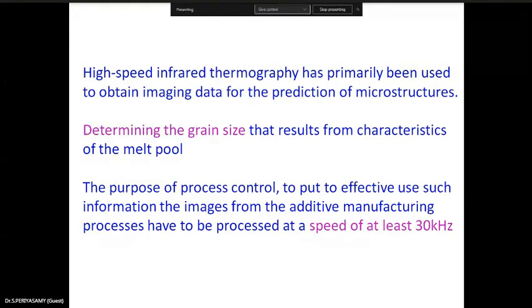So here you have different types of defects occurring in the powder bed fusion technologies. The powder bed fusion technologies include laser sintering and selective laser sintering, then direct metal laser sintering, electron beam melting, and also selective laser melting.